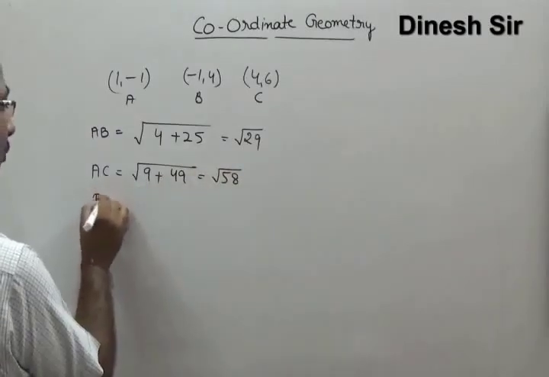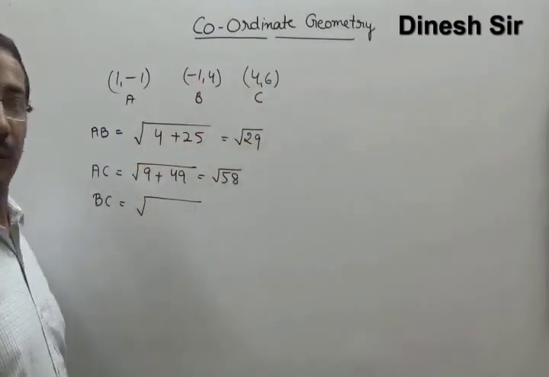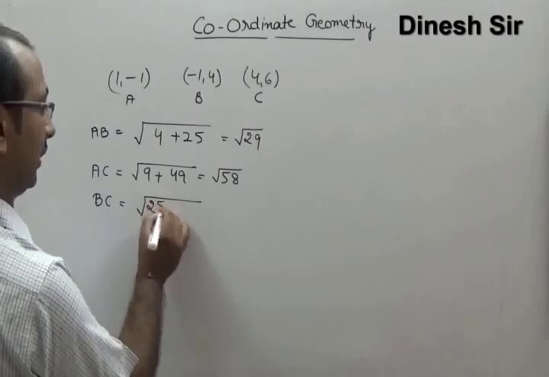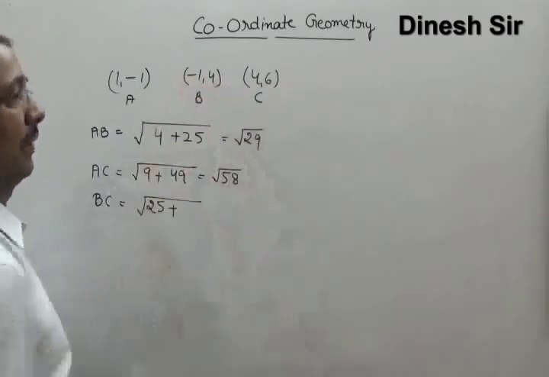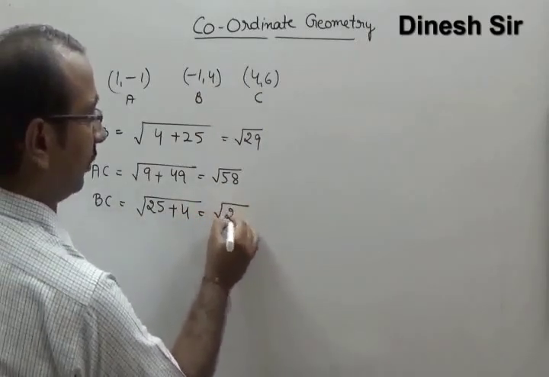Then I will find the length of BC. So BC may be taken as x2 minus x1, that means 4 plus 1 is 5, 5 square is 25, plus y2 minus y1, that is 6 minus 4 is 2, square 4. So that would be taken as root of 29.